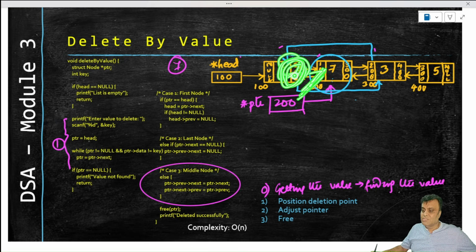So whose next is this? And what do we put there? We put pointer arrow next. What was pointer arrow next? Pointer previous next is pointer arrow next. Pointer arrow next is 300 because pointer is pointing here. So pointer is 300. So that's why pointer previous next is pointer arrow next.